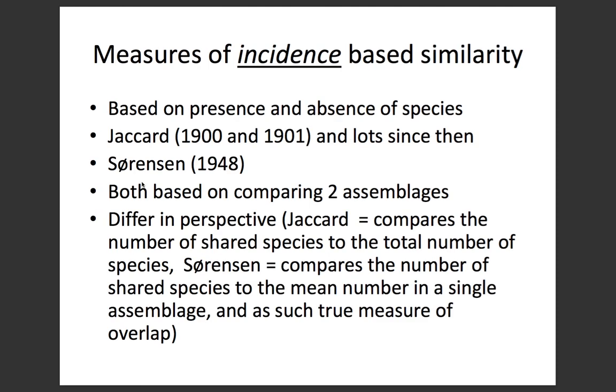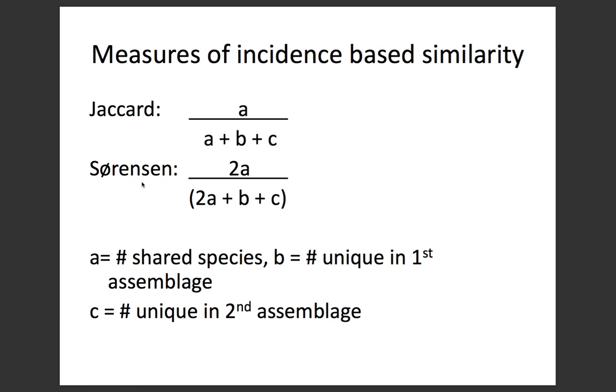So there are measures of incidence-based similarity, so presence and absence, and the two most common are the Jaccard and the Sørensen index, both based on comparing two assemblages. They differ in that Jaccard compares the number of shared species to the total number of species, and Sørensen compares the number of shared species to the mean number in a single one of those assemblages, as such the true measure of overlap. So here are those two. Jaccard's is just A, the number of shared species, over the number of shared species plus those unique to 1 and unique to 2, whereas Sørensen takes the true average, so we have 2 times the shared number of species over 2 times the shared number of species plus the number of unique species in B plus the unique species in C.